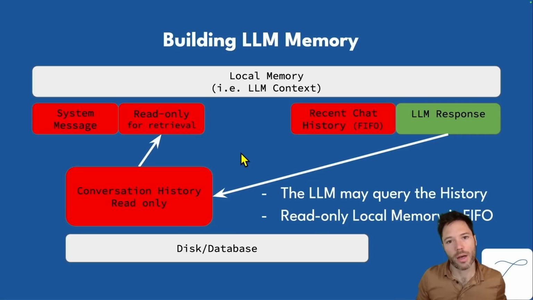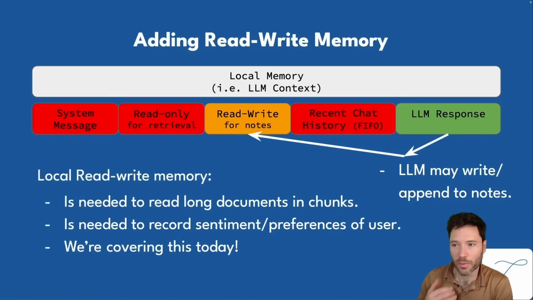So there are two things that we're going to build on or add to this pipeline today. The first new feature we'll add in is read-write memory. So here we'll add a new block to the local memory or context, a new allocation for what we call read-write memory. And the LLM is able to issue a command that says certain text should be written, essentially stored within this conversation block here.